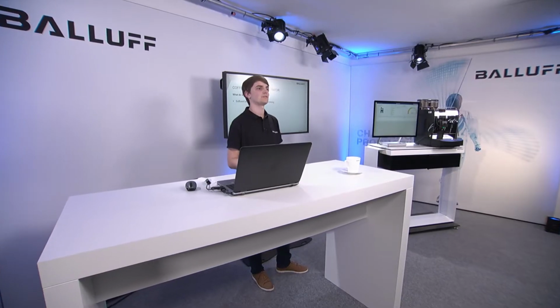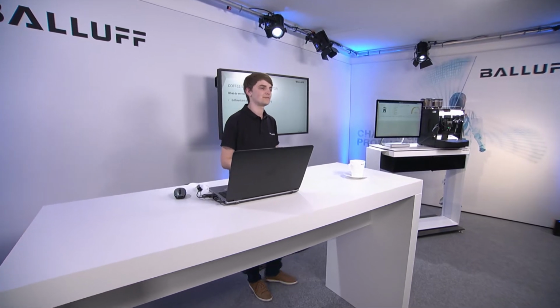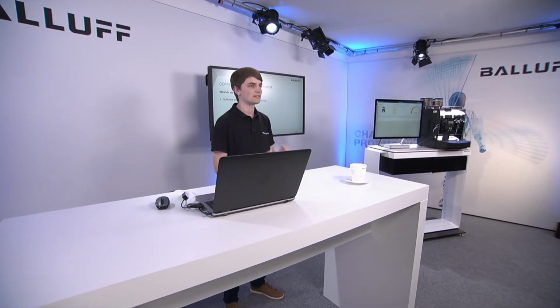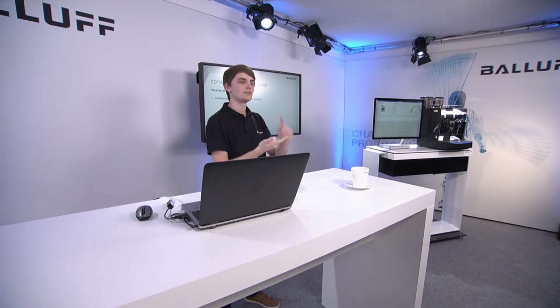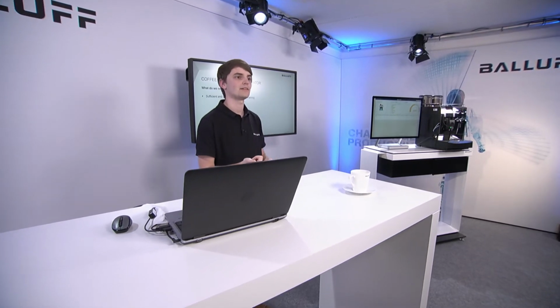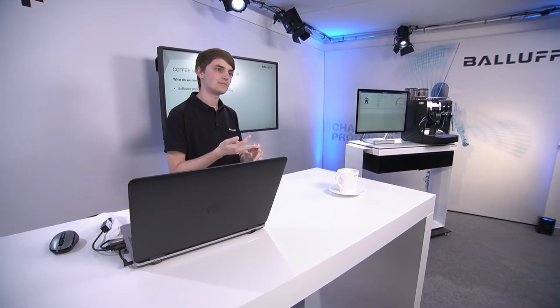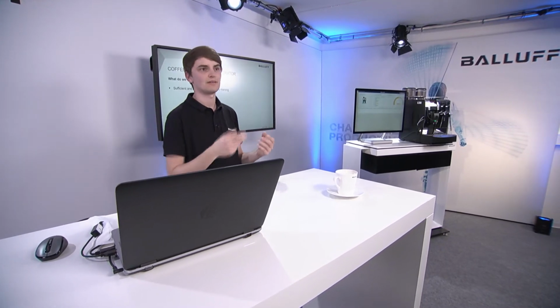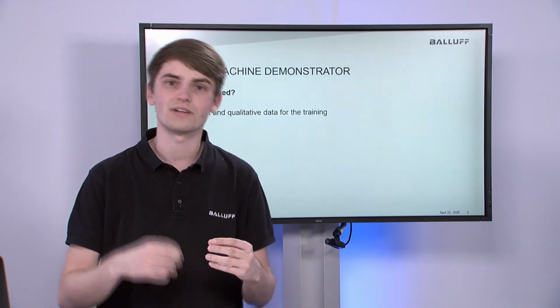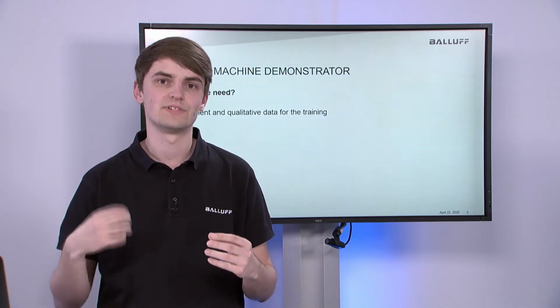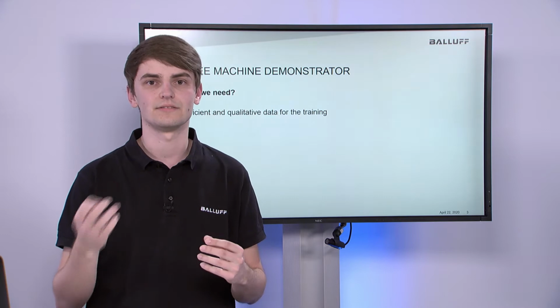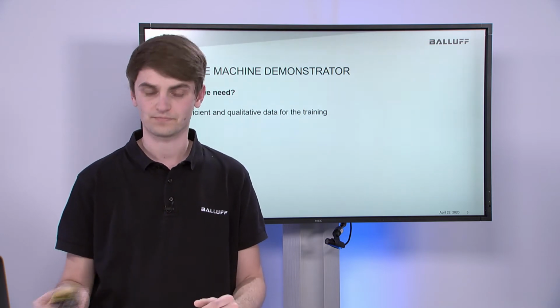Another thing is you need qualitative data. Qualitative data means you should not have any missing values in your data set, you should not have any errors in your data set, and you should not have any wrongly labeled data. Wrongly labeled means, for example, a data set of a cappuccino that is wrongly labeled as an espresso. This will disturb your training and you get a poor training result.